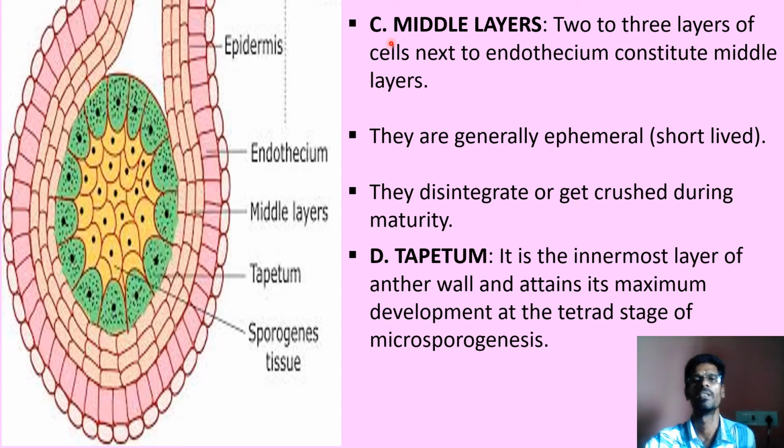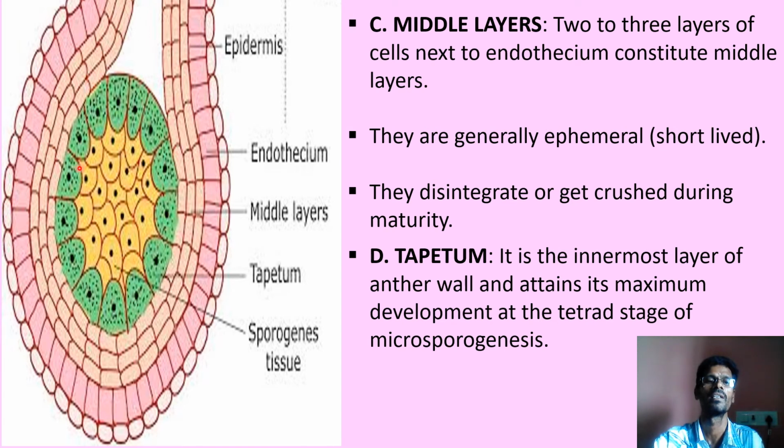And next is the middle layer. The 2 or 3 layers of cells next to the endothecium constitute the middle layer. So here 2 or 3 layers are found together. Such a layer is called the middle layer. They are generally ephemeral, which means short-lived. They disintegrate or get crushed during maturity. Hence, they are short-lived, easily disintegrated and crushed at the time of maturity. This layer is easily ruptured at the time of maturity.